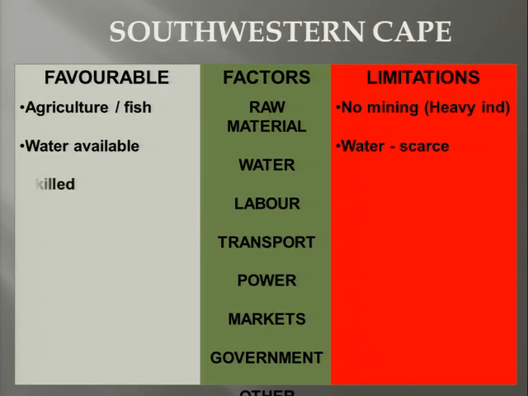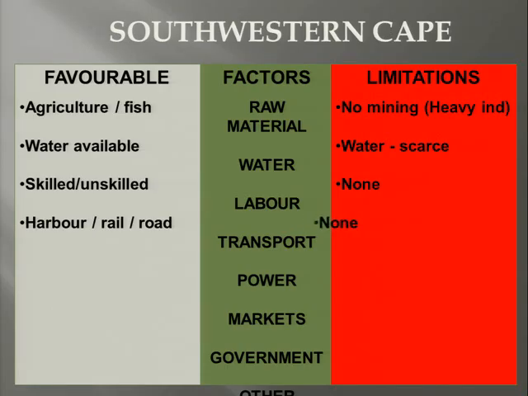Labor. Yes. They have in the Southwestern Cape skilled and unskilled labor. Is there a limitation on labor? There is no limitation. So, do they have transport in the Southwestern Cape? Yes, there is a harbour, there's rail transport, there's road transport. Now, is there a limitation? They do not have limitations. Is there problems with transport in the Southwest? No, they do not have serious problems with transport.